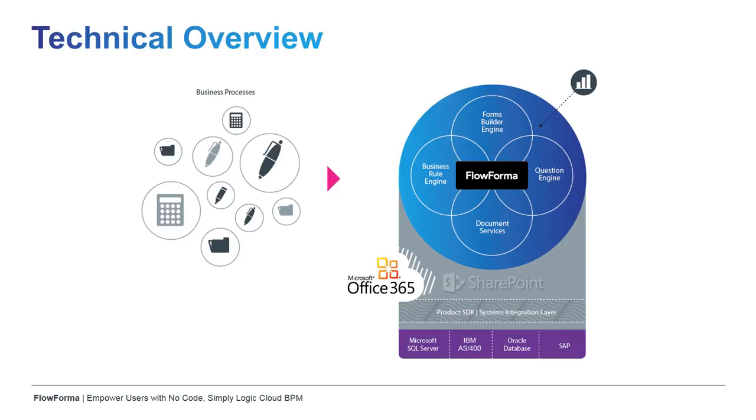FlowForma is designed to be extensible. New business rules and question types can be built by the client. This does require coding, but once a business rule is built, it can be used in any flow and can be selected from the business rule list in the Flow Designer.